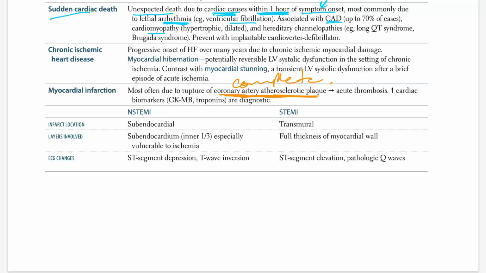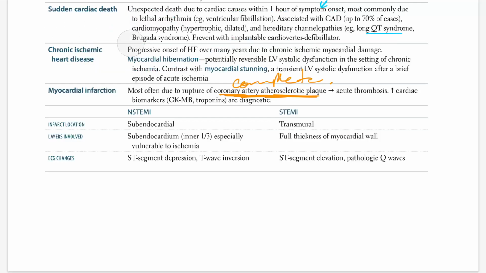Cardiomyopathies, hypertrophic, dilated, hereditary channelopathies, which are long QT syndrome, Brugada syndrome, presents with an implantable cardioverter defibrillator, which will try to not let this happen, which is arrhythmia. And when this stops the arrhythmia, it's going to stop the sudden cardiac death.